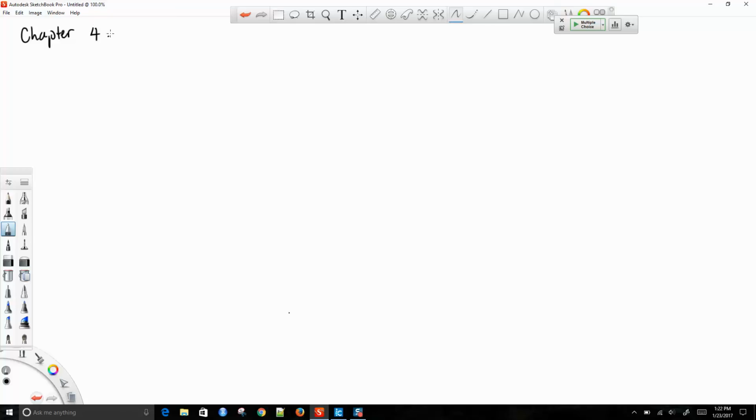Chapter 4 still falls under the topic of descriptive statistics, but now we are describing the relationship between two numeric variables.